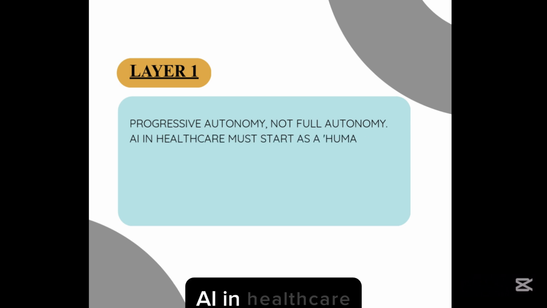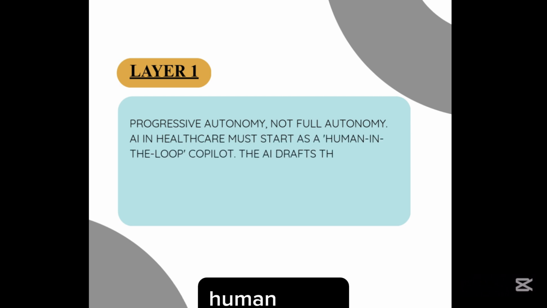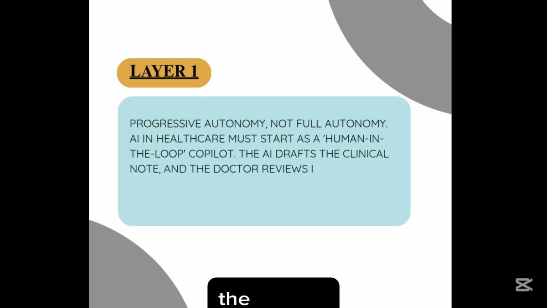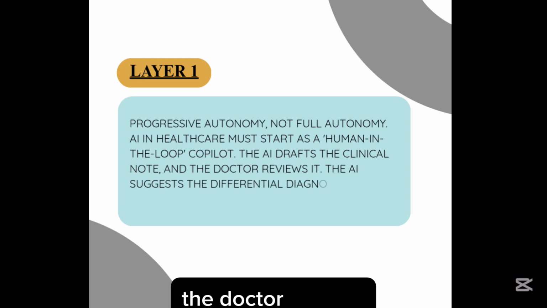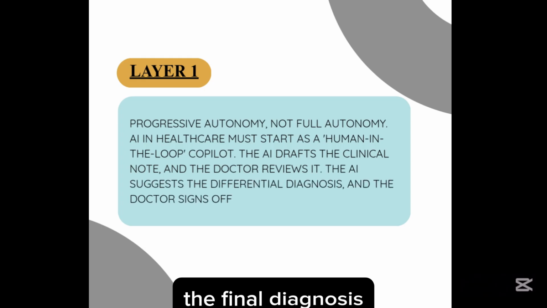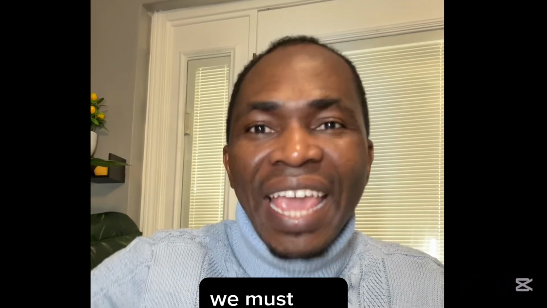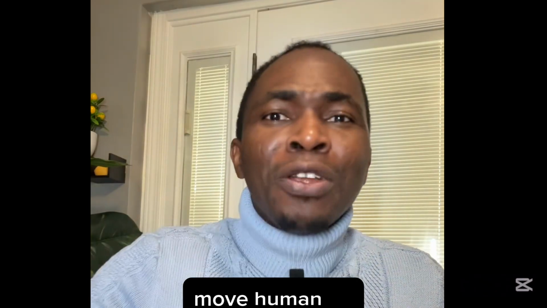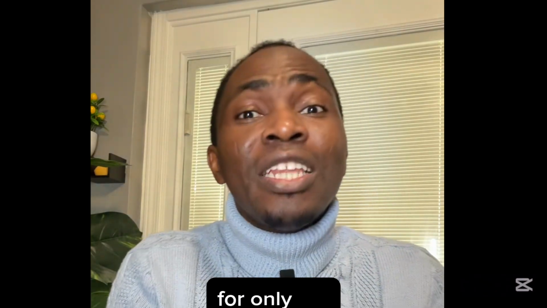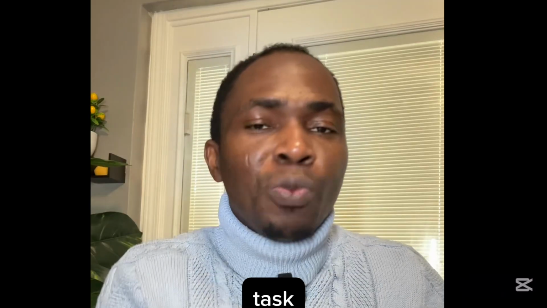All right, AI in healthcare must start as a human-in-the-loop co-pilot. The AI drafts the clinical notes, the doctor reviews them; the AI suggests a differential diagnosis, the doctor signs off. We must earn the right to move to human-on-the-loop, and then eventually, only for the lowest risk administrative tasks, human-out-of-the-loop.